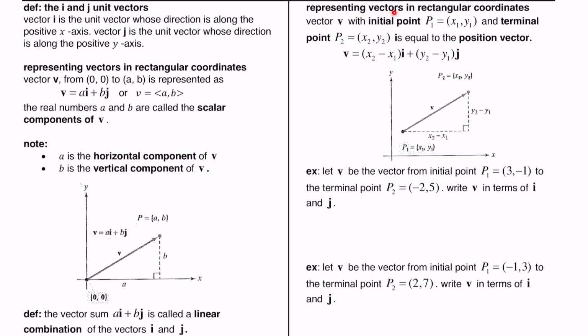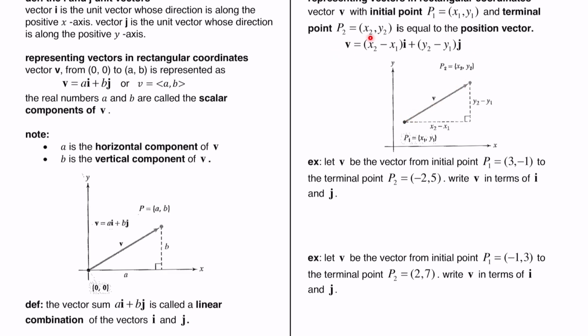Next, we have representing vectors in rectangular coordinates. It says vector v with initial point p sub 1 equals x1, y1, and terminal point p sub 2, which is x2, y2, is equal to the position vector. So when you have 2 points, the initial point and the terminal point of a vector, in order to find an expression in component form for the vector, you're going to do x2 minus x1 and put that in front of the i. Then you'll do y2 minus y1, that goes in front of the j, and then that will be your new vector. And then here would be a diagram of this vector in theory.